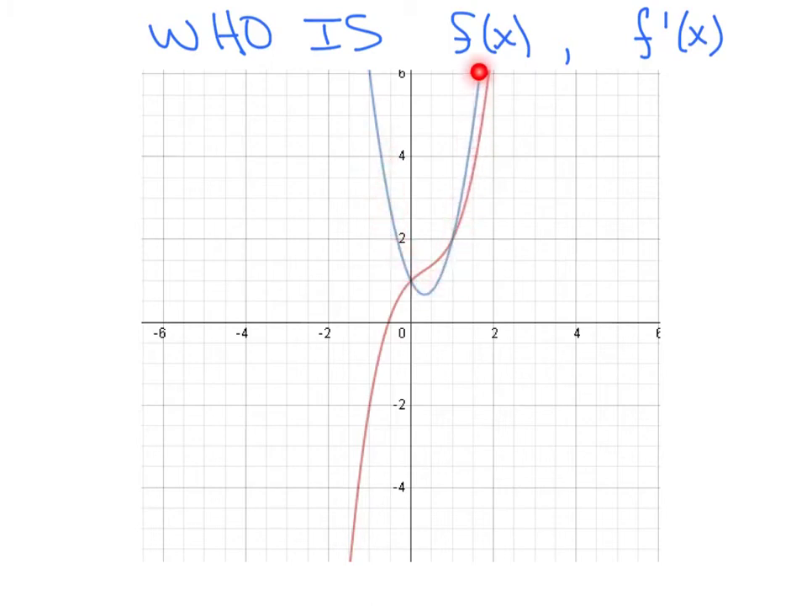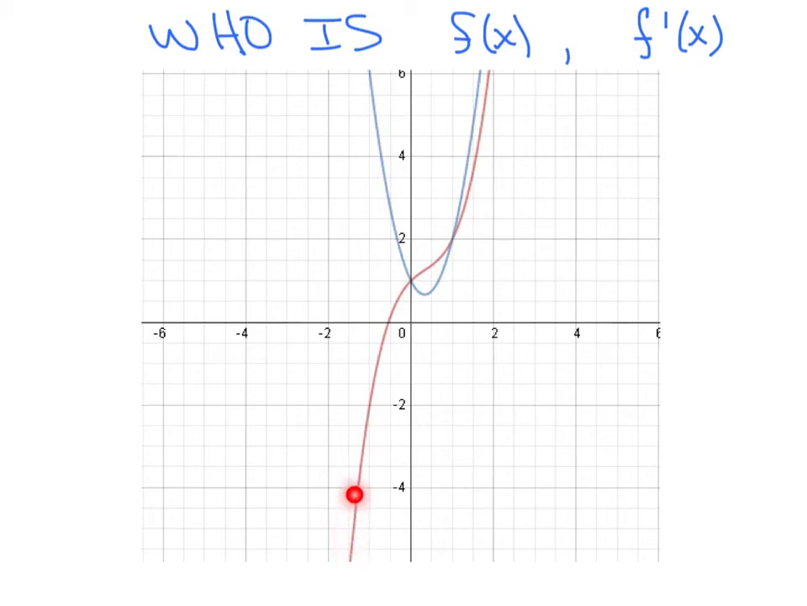Well, if the blue guy was f, he's got a horizontal tangent line right here, and I would expect to see f prime crossing the x-axis right here. But that's not the case. So I've just proven that blue is not the original f function. In fact, it's the other way around, and let's go ahead and test that.